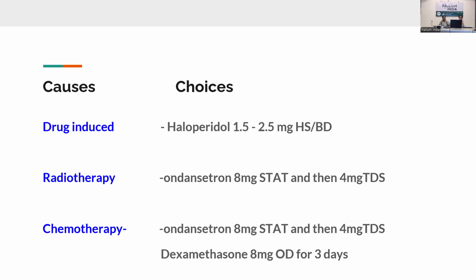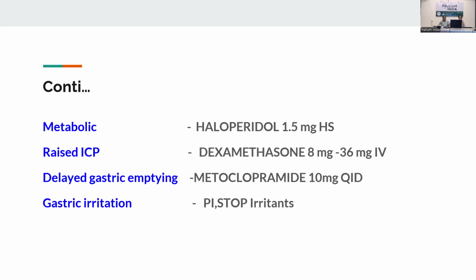So in short, for drug induced, the drug of choice is haloperidol. For radiotherapy and chemotherapy, the drug of choice is ondansetron. For metabolic, again it's haloperidol. For raised ICP, it is dexamethasone. If the patient is having delayed gastric emptying, gastric stasis, you can give metoclopramide because it is a prokinetic. It will increase the gastric motility. Gastric irritation, we can give pantoprazole, a proton pump inhibitor, and stop irritants like NSAIDs.